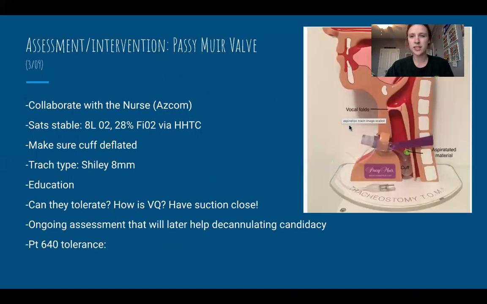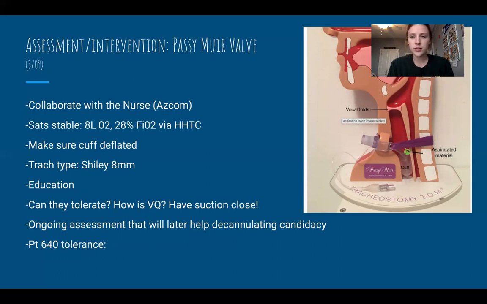Okay, so I put this assessment and intervention together because in acute care, the lines do bleed a little bit because you're not necessarily making a treatment plan. You're doing an ongoing assessment the whole time that this patient is in the hospital. So this was on March 9th. We went in for the passy-muir valve. Here you can see in the picture what the trach looks like with the valve and where it is.